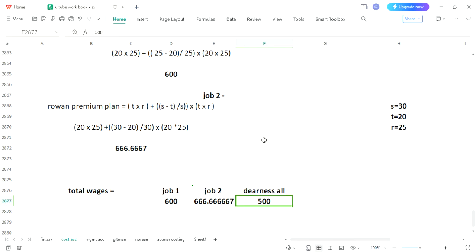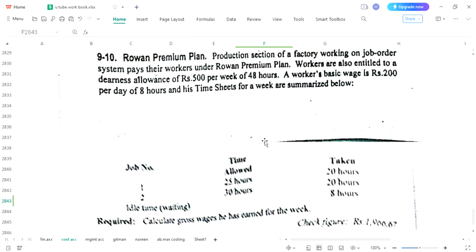Now there is another thing which was mentioned in the question. Look at here: idle time, waiting 8 hours. You can use common sense: if there are 6 days and 8 hours are working hours for one day, total hours in a week would be 48 hours, and it has been mentioned over here as well. While actually the worker had worked only for 40 hours. It means that for the 8 hours in which he had not worked, he does not deserve to be paid.